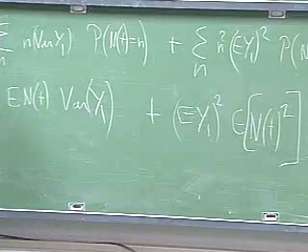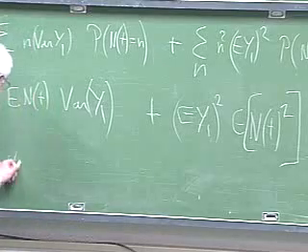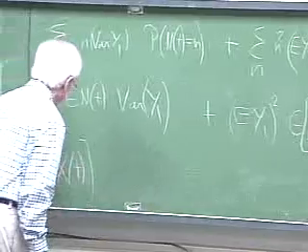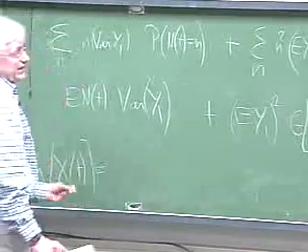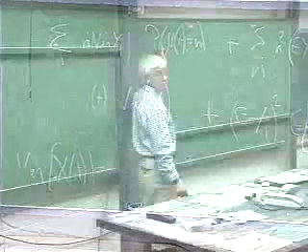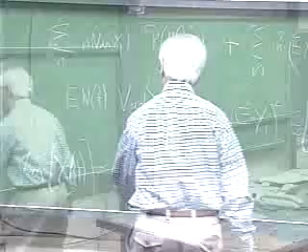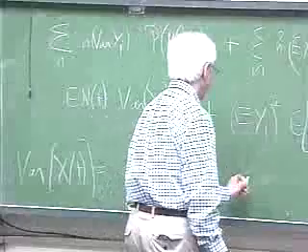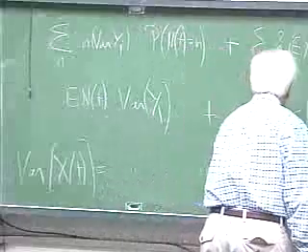So now we want the variance. Well, that's this minus the square of the mean. So it's this thing up above minus the square of the mean, which we know was this.